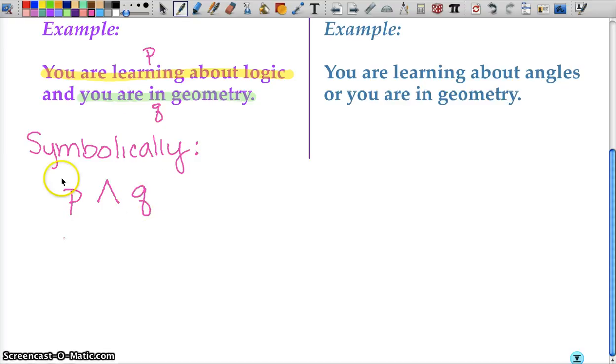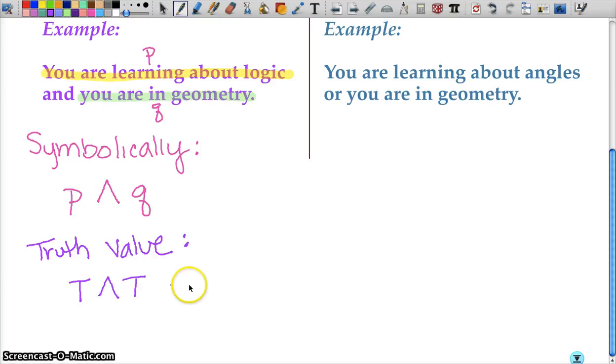And so the truth value for this is, we have P, which is you are learning about logic, so that's true. And the second part is you are in geometry. Well, that's also true. And so all together, the truth value is true. And that's all there is to the conjunctions. Now, if we had something where it was a true and false, then it would be false. So both parts have to be true.